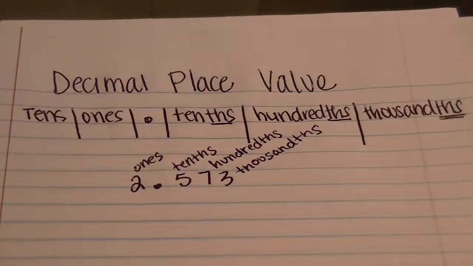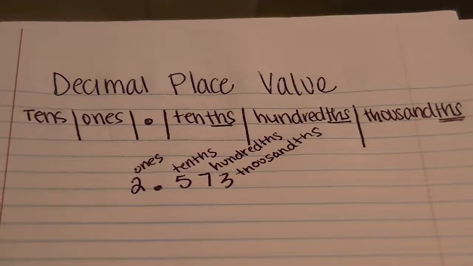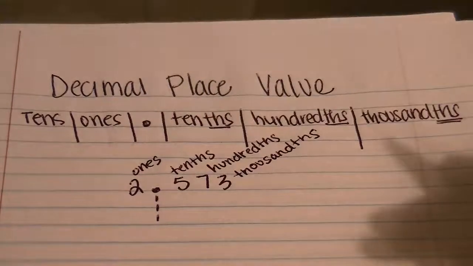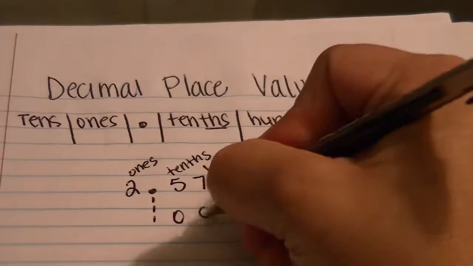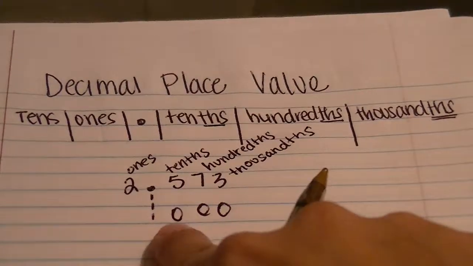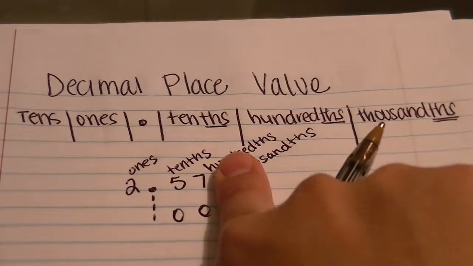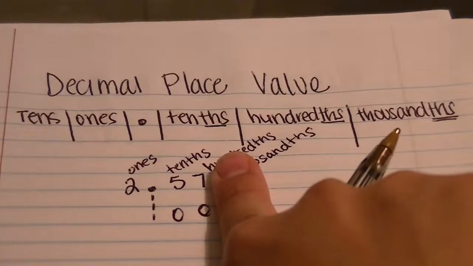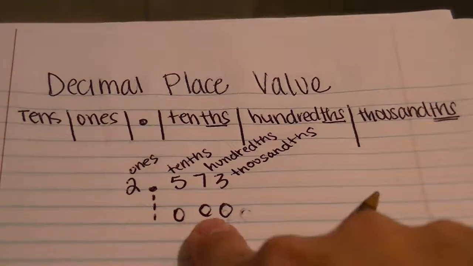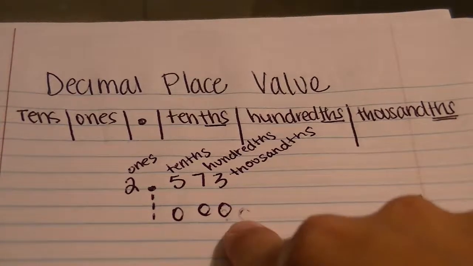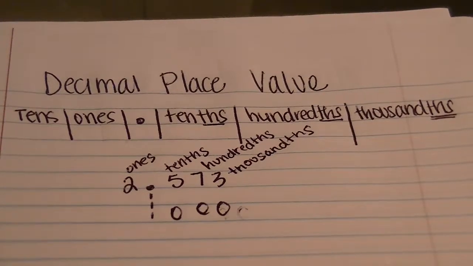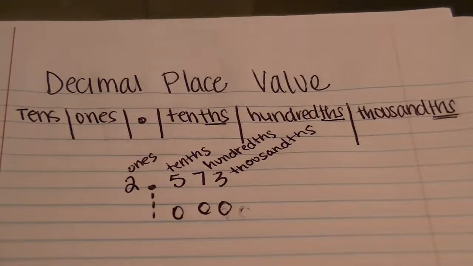Okay, so I showed you a little strategy also that will help you. If you bring this decimal down as an imaginary one and you put zeros under each place value, you can see that 5 is in the tenths place because it makes a 10. The 7 would be in the hundredths place. You can see the 100 is 100. And then 1000, the 3 is in the thousandths place.